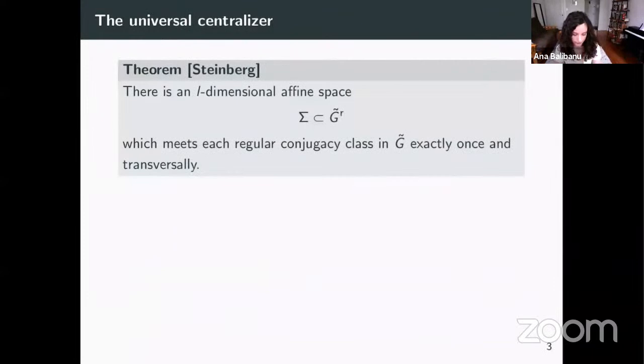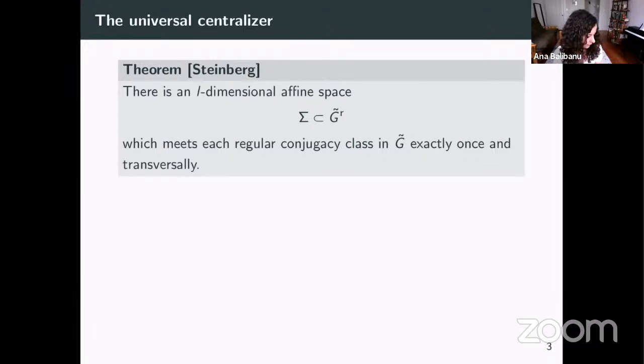And then there's a famous theorem of Steinberg, which says that there is a rank-dimensional cross-section to these regular conjugacy classes. So an affine space that lives inside the regular locus of G tilde that intersects every regular conjugacy class exactly once and transversally.